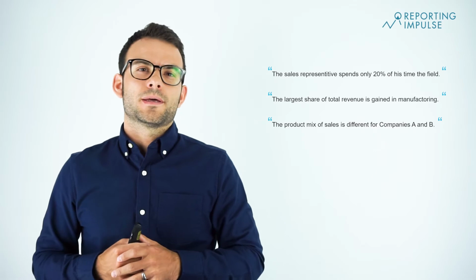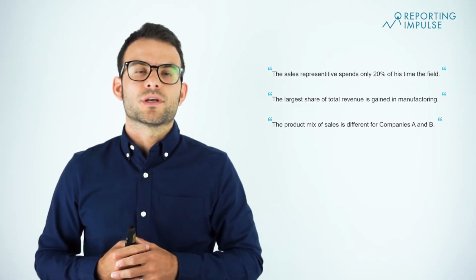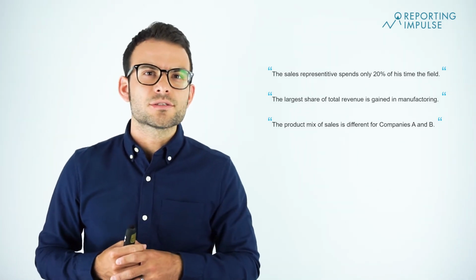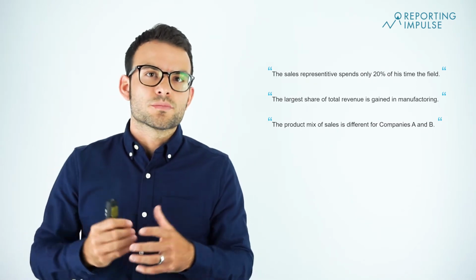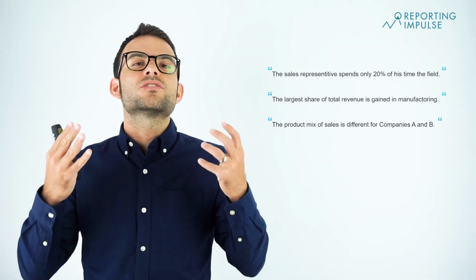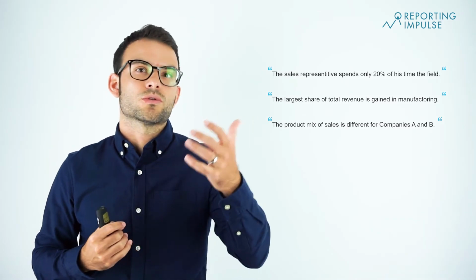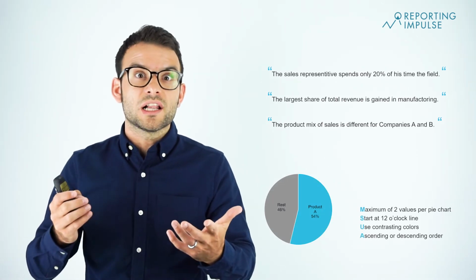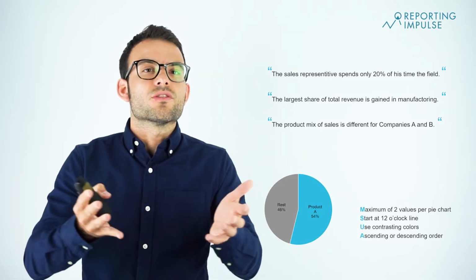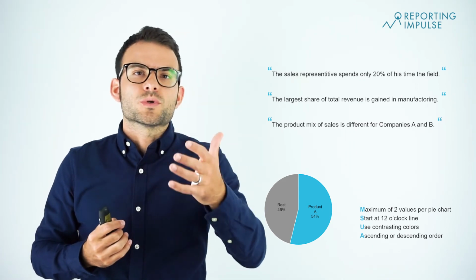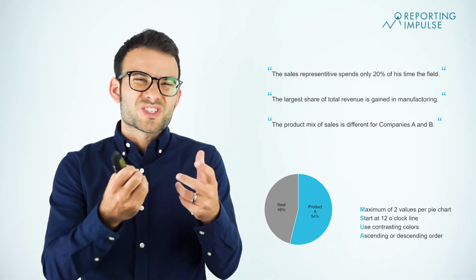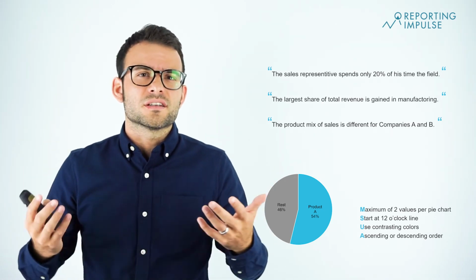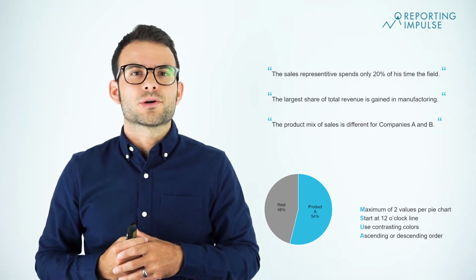These are typical messages you could deliver using a pie chart, or which are really supported greatly by the pie chart. For example, the sales representative spends only 20% of his time in the field. This is a great thing to do in a pie chart, and the two others as well. So for the pie chart, we use at maximum two values: the rest and the value you'd like to talk about. Probably we always start at 12 o'clock. We use some contrasting colors, so it's really just to see the difference. And the scanning is probably quite clear.